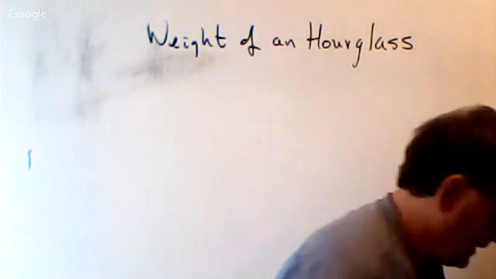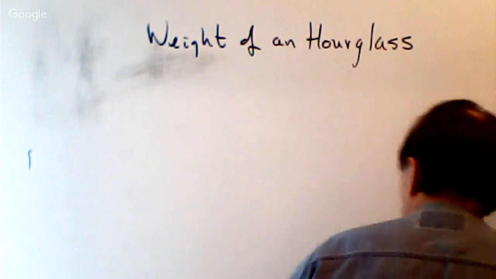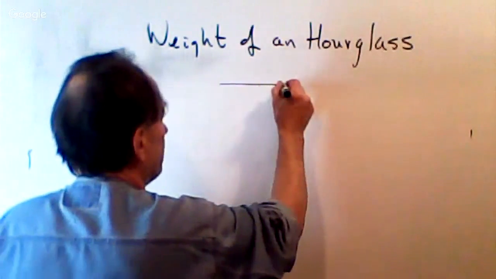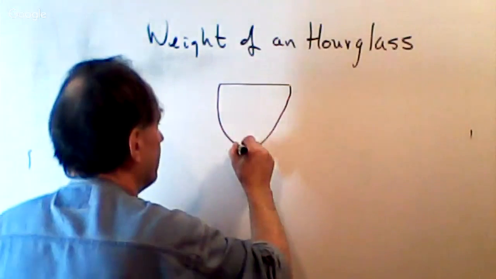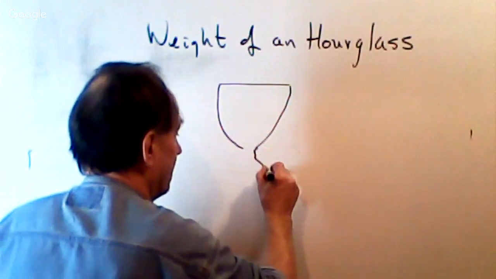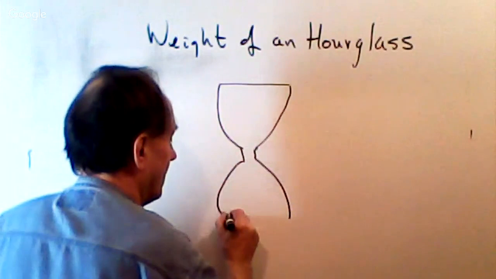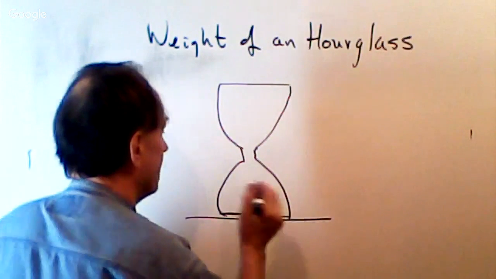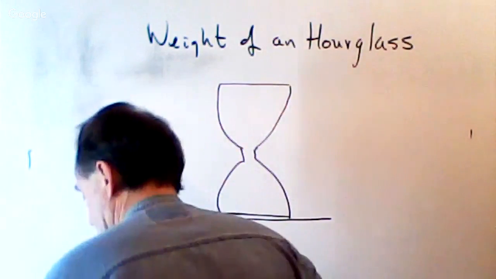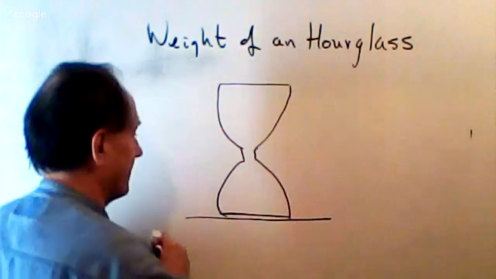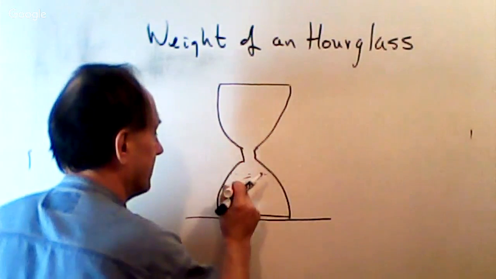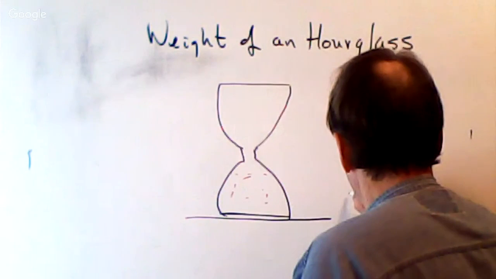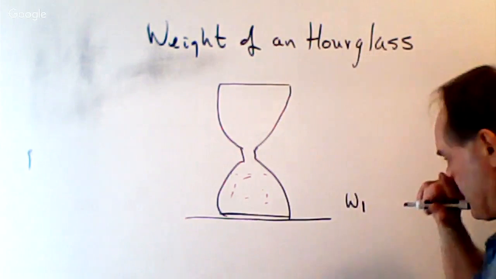And the question here, I'll give this for you to think about. If you have an hourglass, let's say here's our hourglass, it necks down like this, and it's sitting on a scale. So initially, your sand is here at the bottom, okay? And you weigh the hourglass. So let's call this weight 1.